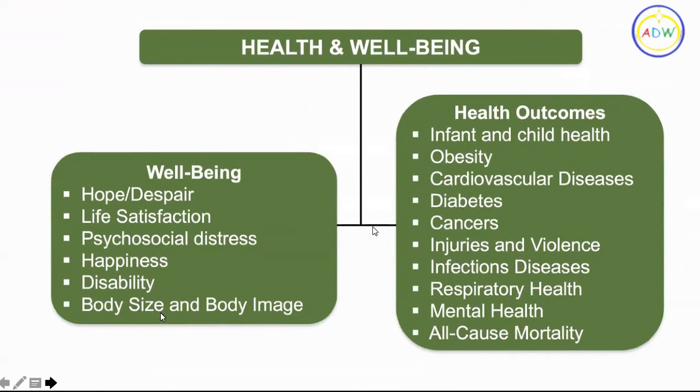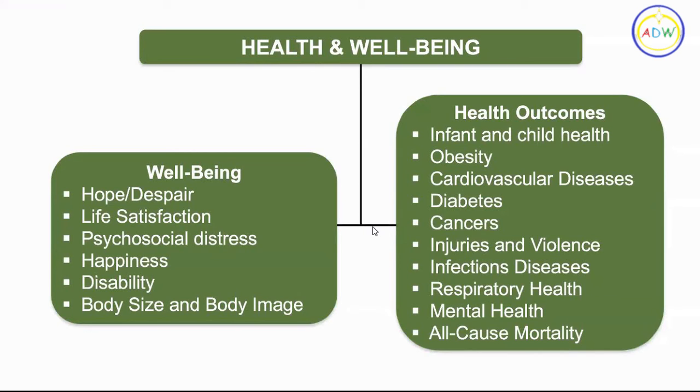And the last group of social determinants of health is the group of health and well-being. They act on the individual level. Each of you has your own degree or level of hope or despair. Each of you has a different level of life satisfaction. Are you satisfied with your life or not? Do you have a certain psychosocial stress, and it is different among you. Some of you are happy, some of you are not so happy, some of you completely unhappy. And you have a different level of health.